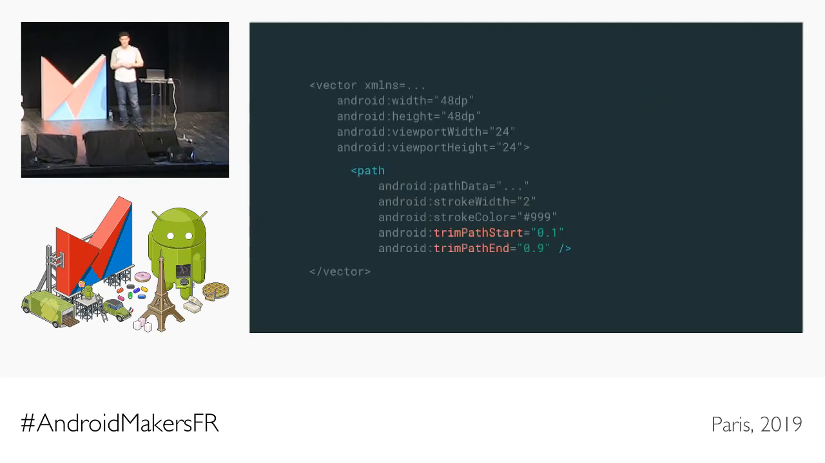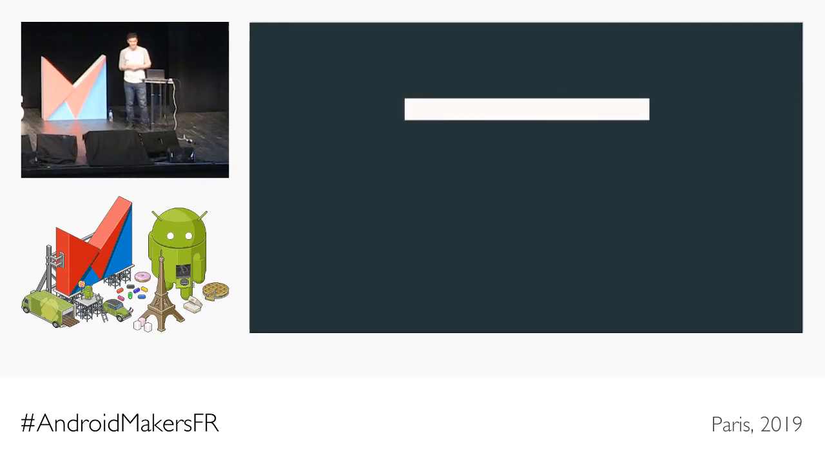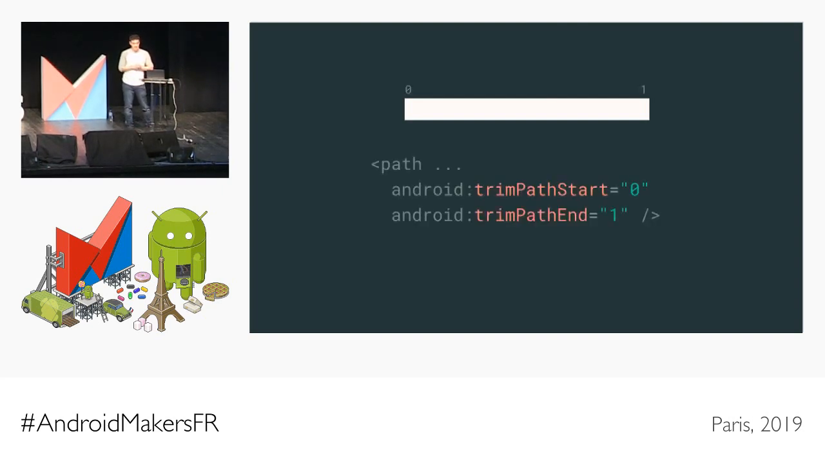And you can also trim stroked paths. I'll just give a really quick example of what I mean by that. Say you have a unit length path. By default, the trim path start and trim path end properties are 0 and 1 respectively. But say you only want to draw the first 3/4 of a path. You can do that by setting the trim path end to 0.75, and that tells the vector to only draw the first 3/4 of the path.